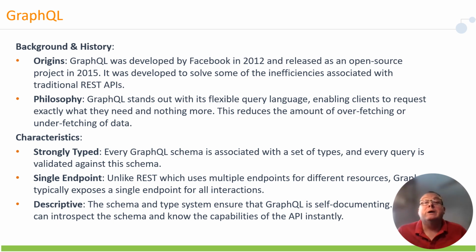In terms of GraphQL characteristics, it is strongly typed. Every GraphQL schema is associated with a set of types, and every query is validated against the schema. Single endpoint. Unlike REST, which uses multiple endpoints for different resources, GraphQL typically exposes a single endpoint for all interactions. Descriptive. The schema and type system ensure that GraphQL is self-documenting, and it can introspect the schema, the capabilities of the API, instantly.